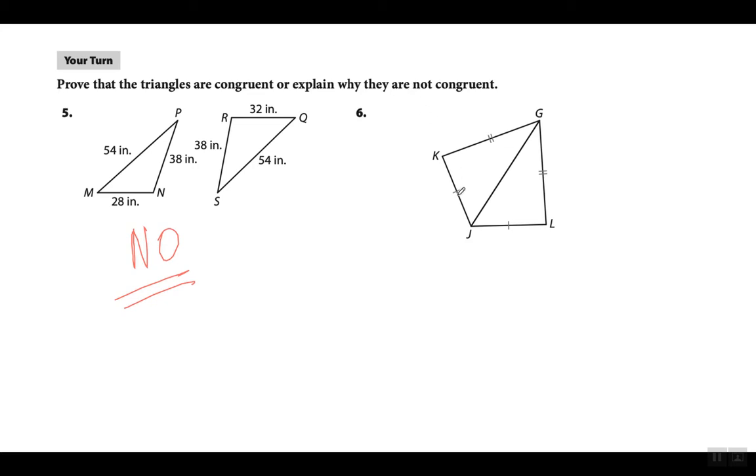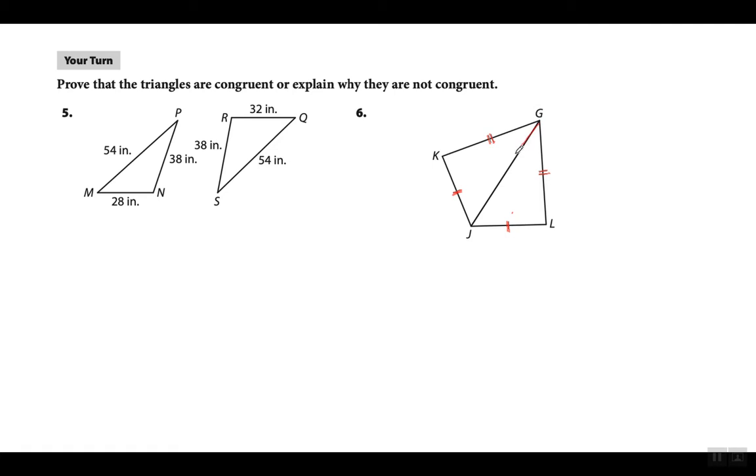This one right here, look. All right, this side has this one line, so this side equals this side. Este lado es congruente a este lado. Eso es lo que significa la rayita. This one has two lines, so it equals this side. Esta tiene dos rayitas, así que es congruente a este lado.